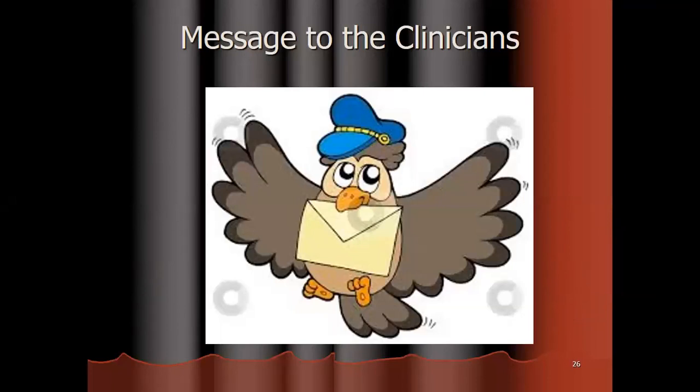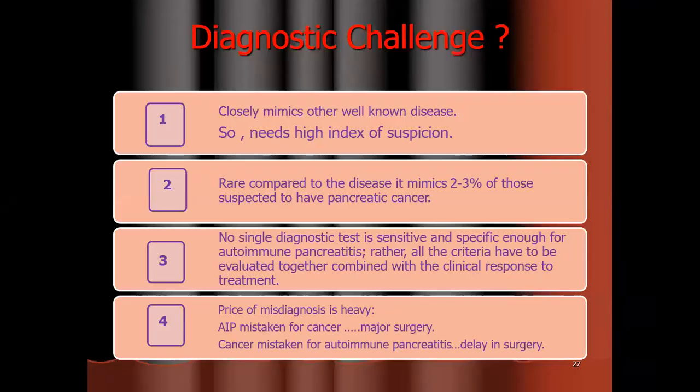Now, let us go to our clinical aspects. First of all, a message to the clinicians. There is a big diagnostic challenge in IgG4 related disease. Why? Because it closely mimics other well-known diseases, so it needs a high index of suspicion. Number two, it is rare compared to the diseases it mimics, 2 to 3%, for example, of those suspected to have pancreatic cancer proved to be IgG4 autoimmune pancreatitis.